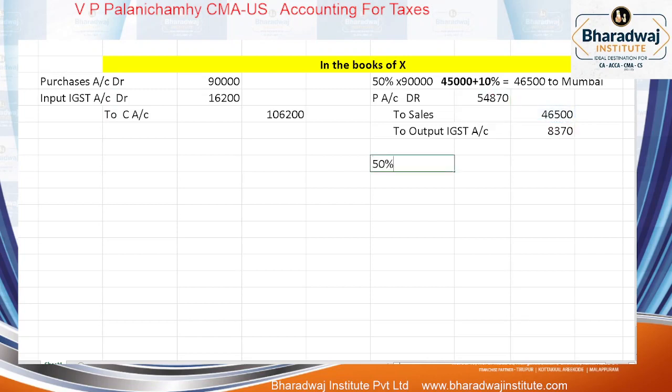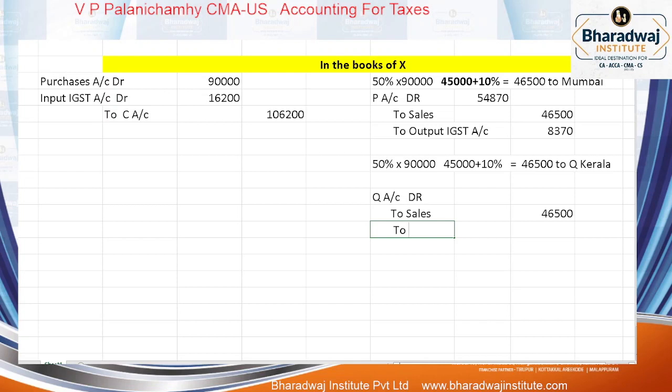The balance 50% is sold. Same markup. 45,000 into what percent markup? 10% markup, how much will it be? 46,500. Which one? Q, in which one? Kerala, within the state. What is the entry you will pass? Q account debtor to sales, to output CGST. How much comes? Here 9%.